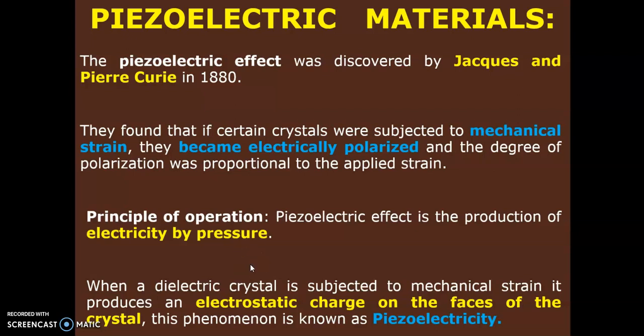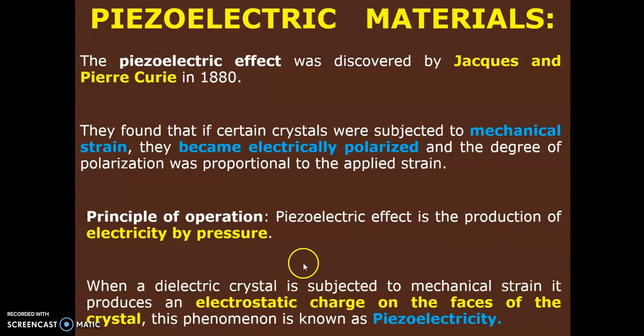Now, when dielectric crystals are subjected to mechanical strain, they produce an electrostatic charge on the faces of the crystal. This phenomenon is known as piezoelectricity. We are learning dielectric materials, so it has to be dielectric crystals. Ferroelectric, piezoelectric, and pyroelectric materials are all types of dielectric materials. So when a dielectric crystal is subjected to mechanical strain, it produces an electrostatic charge on the faces of the crystal. Faces of the crystal means the sides of the crystal.